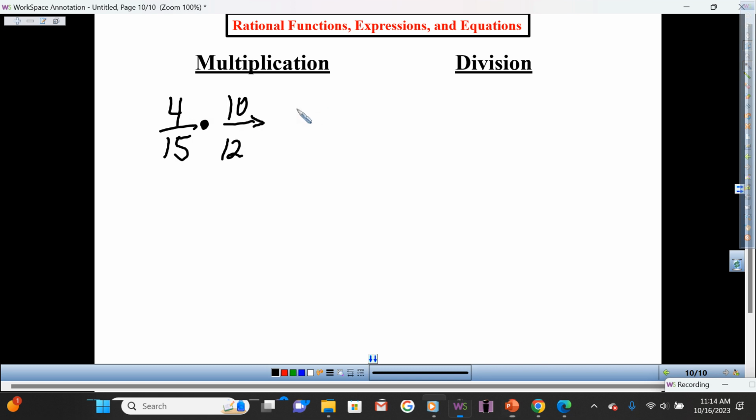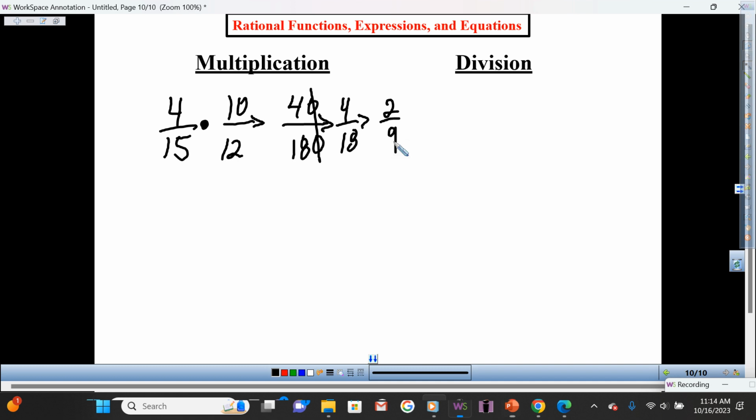Straightforward. What is 4 times 10? 40. And what is 15 times 12? 180. Yes? And then from there, can we simplify? Yes. Divide by 10 top and bottom. Get rid of the zeros. That's 4/18. Can we divide top and bottom by a number? Yes, by 2. So that gives us what? 2/9. Yeah? All right. Well, that's one way of doing it.